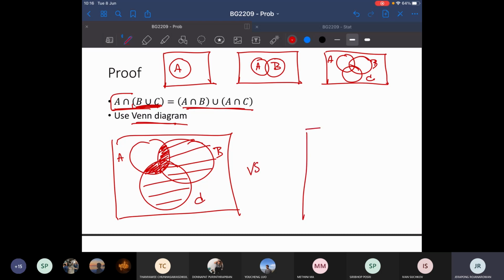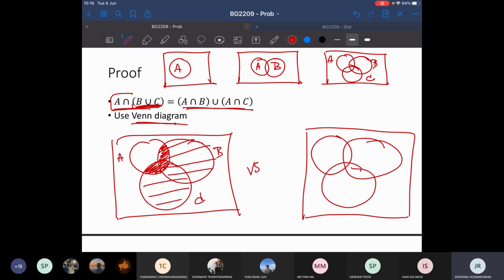Now you do the right hand side. You have A, B, C. You do A intersect B first. Don't forget to write A, B, C. A intersect B is this one. A intersect C is this one. And then what are you going to do with them? Union. Union combines all of them. So basically, they are equal, right? Left and right, they are equal. So this is QED, finished proof. Done.